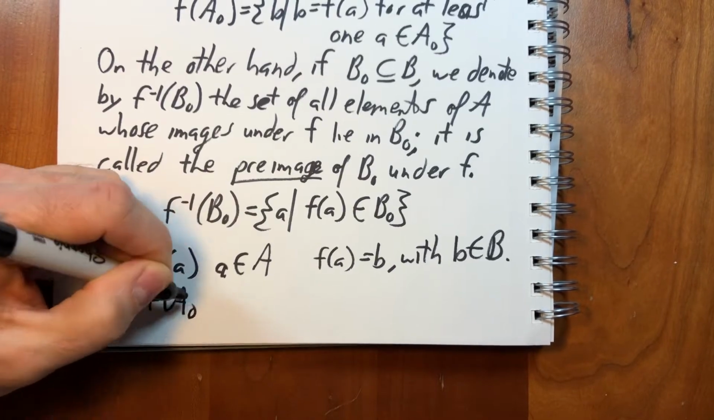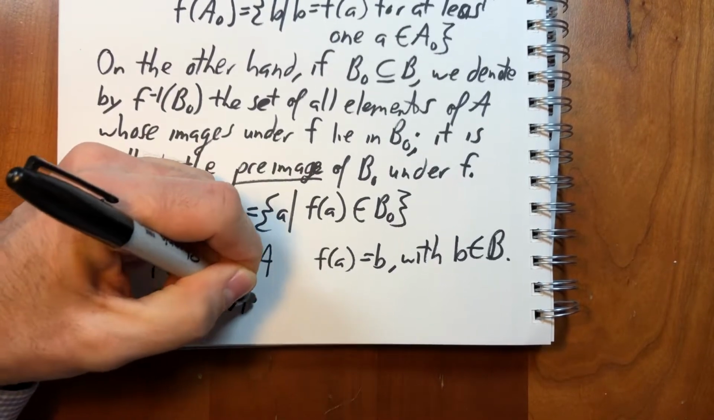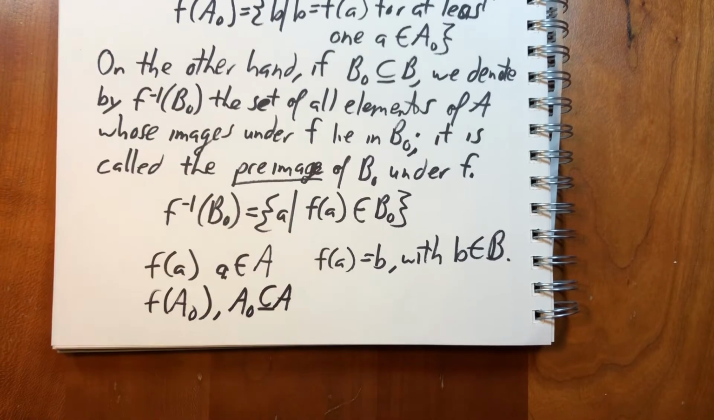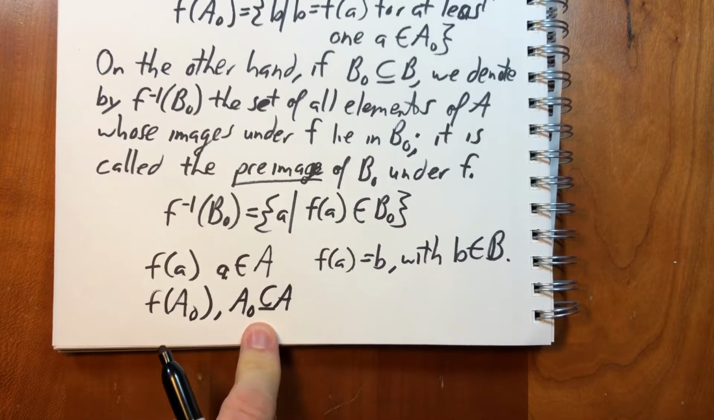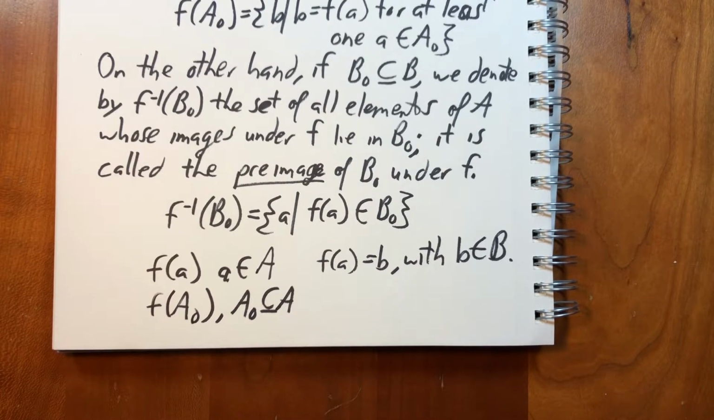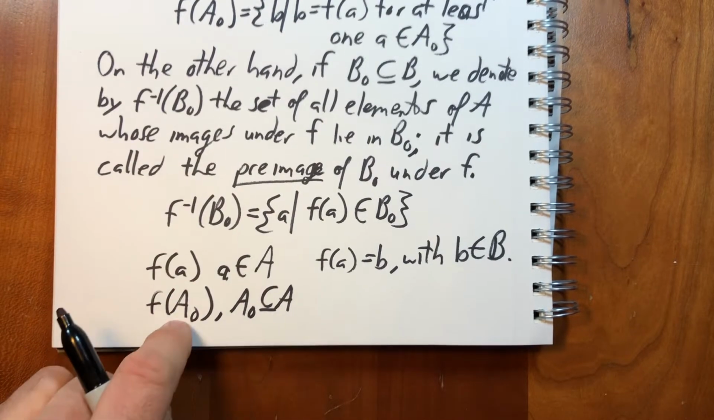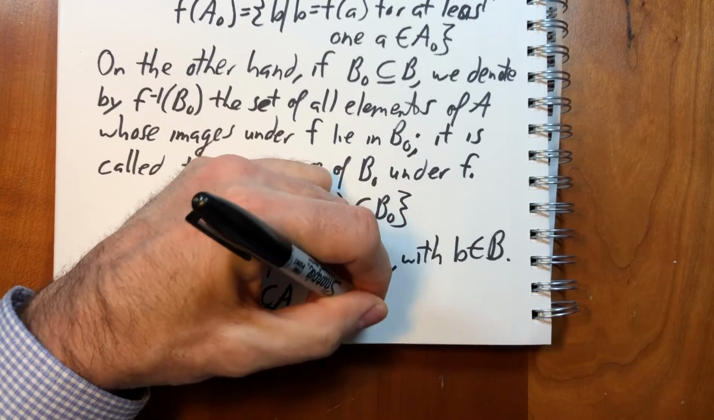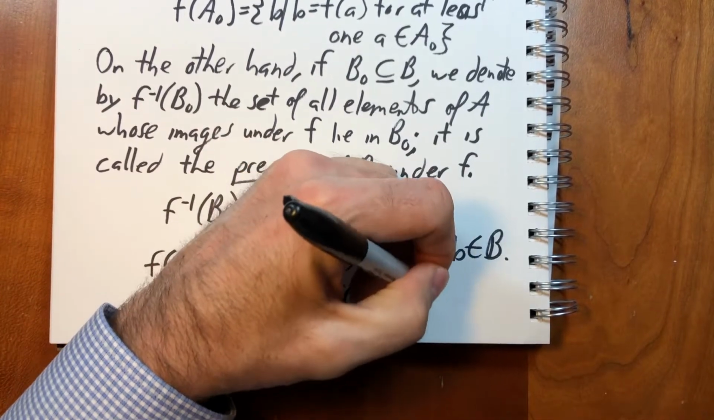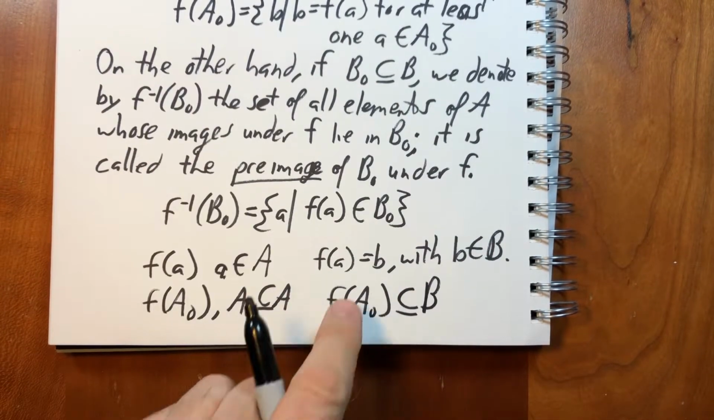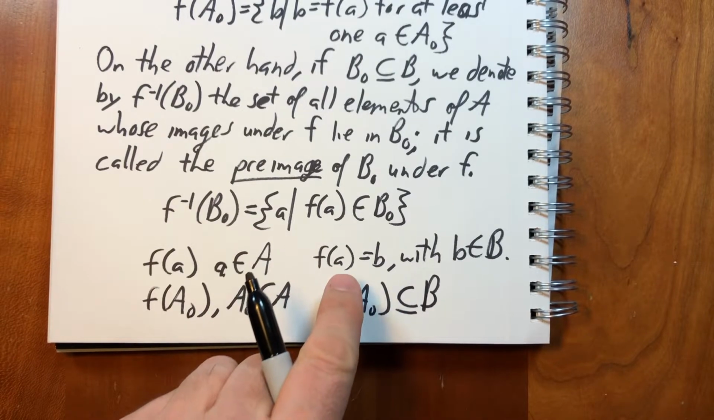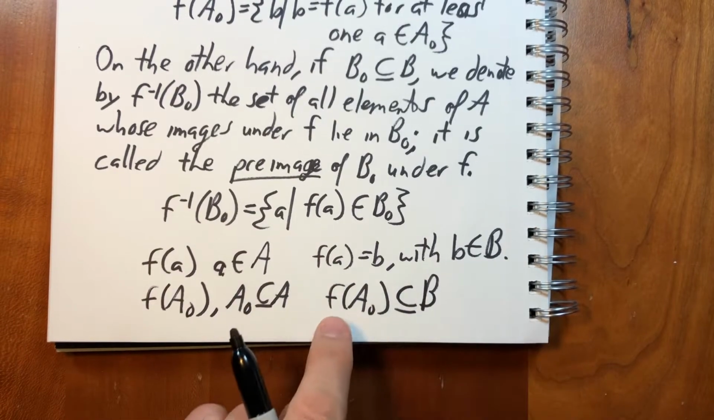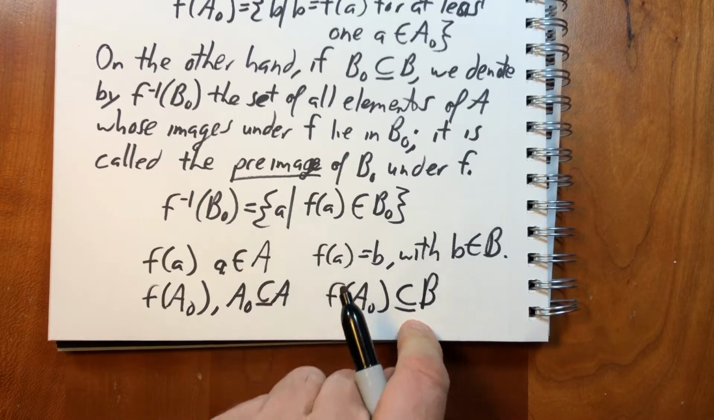But if instead of an element of the set A, we put a set inside the parentheses, that is, a subset of A, then the meaning is different. If A sub 0 is a subset of A, then f of A0 refers to a set, not an individual element. So f of A0 is a subset of B. This is different from f of a. So f of a is an element of B, and f of A sub 0 is a subset of B.